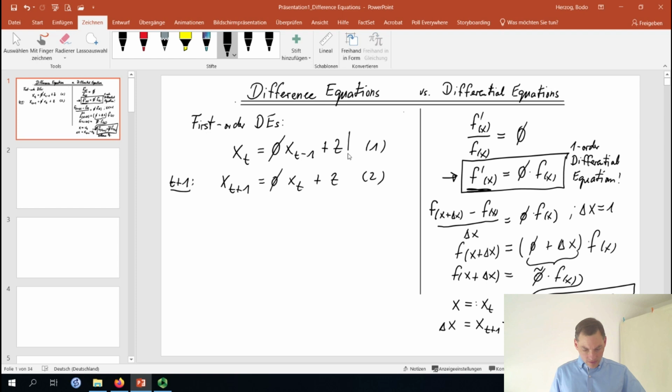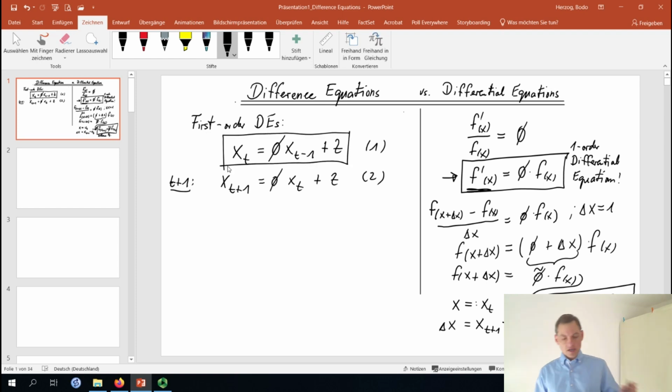So in general, you can say this is what we call a first order difference equation. On the right hand side, you see what we call a first order differential equation. We have already talked in class about solutions of differential equations, in particular the Solow differential equation, also the population growth model. Here I will give you some more ideas in this video and in the following about difference equations.